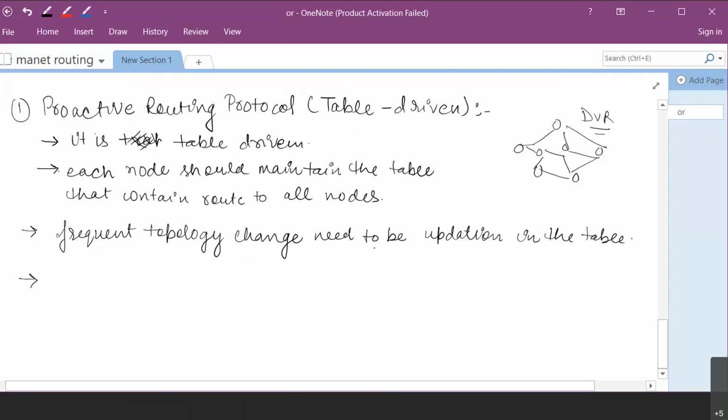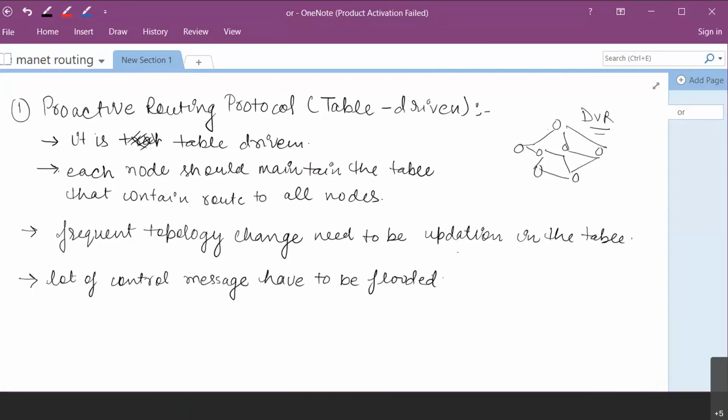So when there are so many updations in the network, a lot of control messages have to be routed. If that is the case, then my network gets congested and the problem of packet loss happens, which is not good for the performance of the managed environment.